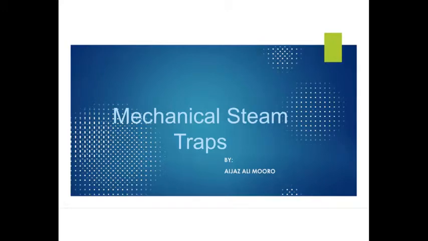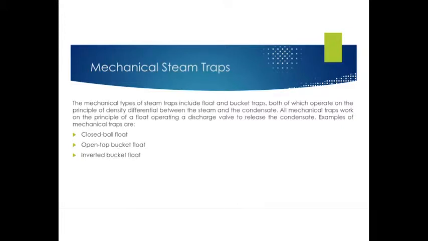One of the types of steam trap is the mechanical type of steam trap. The mechanical types of steam traps include ball float and bucket traps, both of which operate on the principle of density differential between the steam and the condensate. All mechanical traps work on the principle of a float operating a discharge valve to release the condensate.